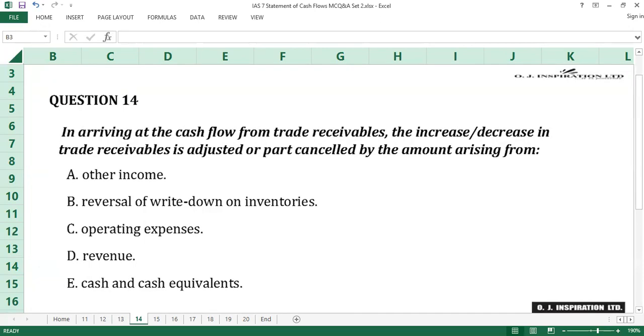Question number 14. In arriving at the cash flow from trade receivables, the increase or decrease in trade receivables is adjusted or part cancelled by the amount arising from A, other income, B, reversal of write-down of inventories, C, operating expenses, D, revenue, E, cash and cash equivalents. Time counts.